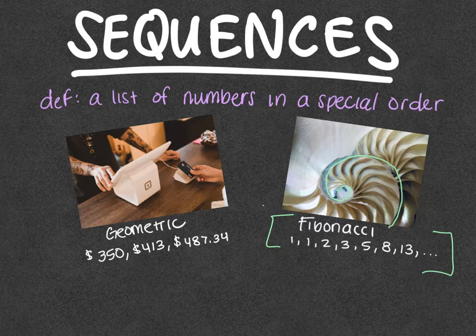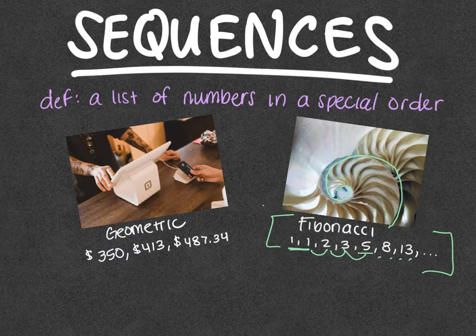And the way this one works is you just add the previous terms. So 1 plus 1 is 2, 2 plus 1 is 3, 3 plus 2 is 5, and so on. So we add them up to get to the next term.